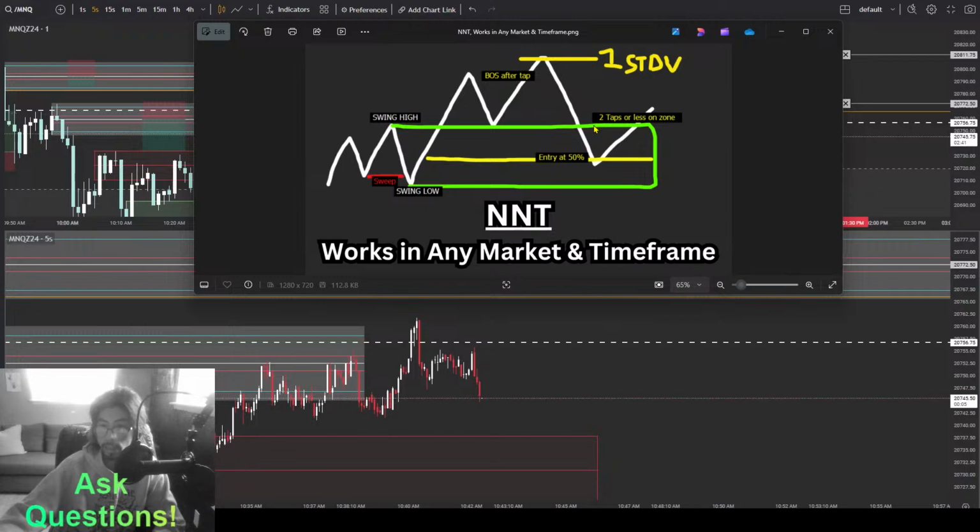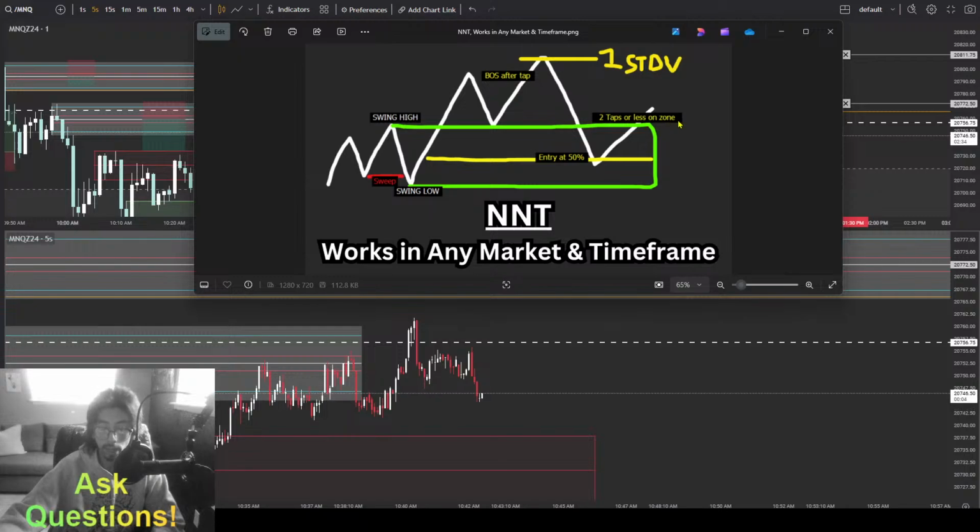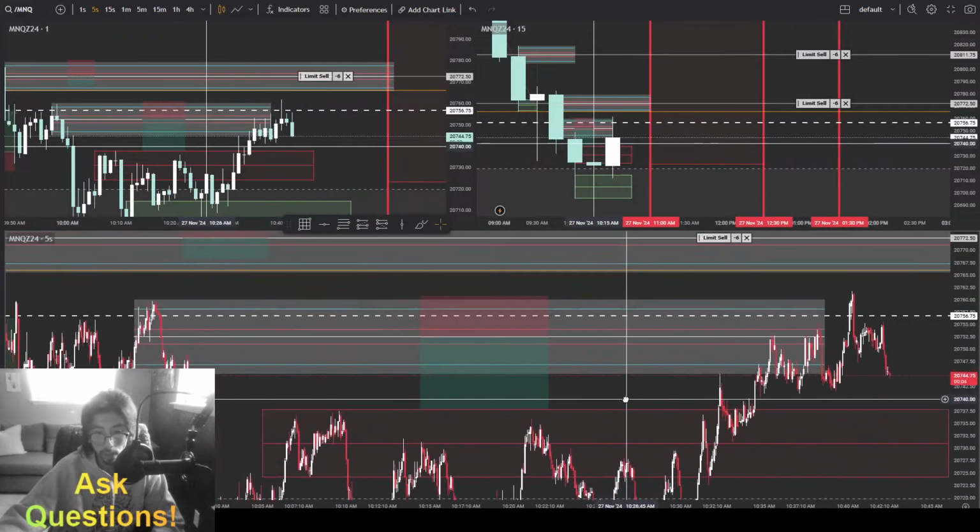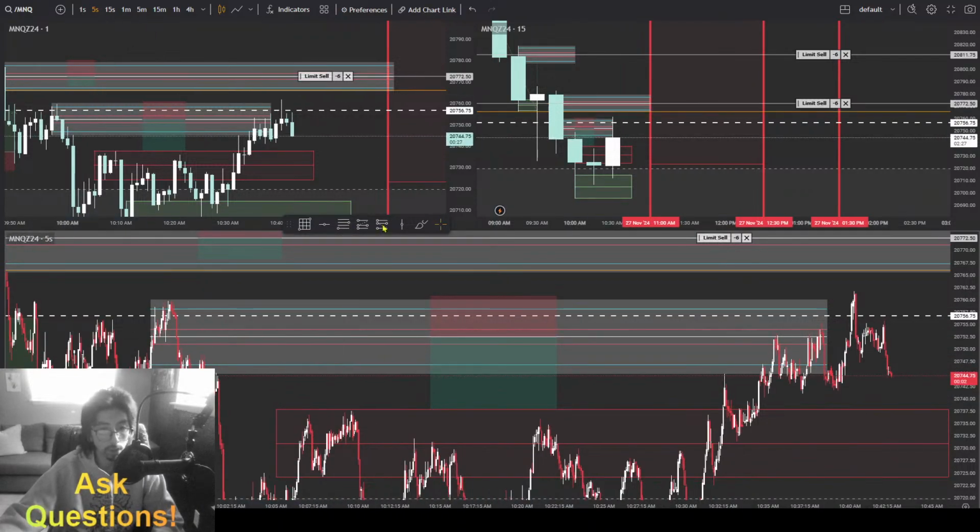We want less than 2 taps in the zone. We do not need taps. So if it comes to 50% without any taps, perfect. If it taps 2 times, that's okay. If it taps 3 times, we need to take the order off. So let me show you this trade right here. It worked out, but I was just trying to go for more.